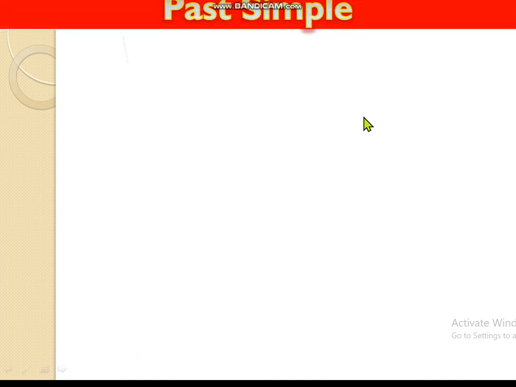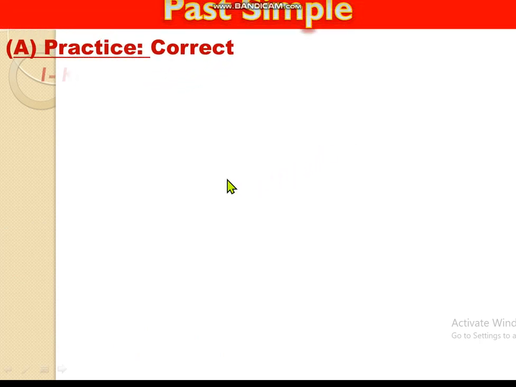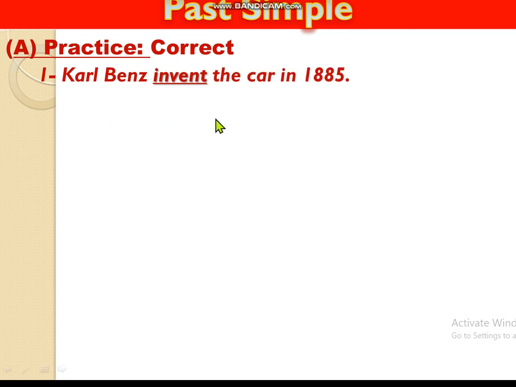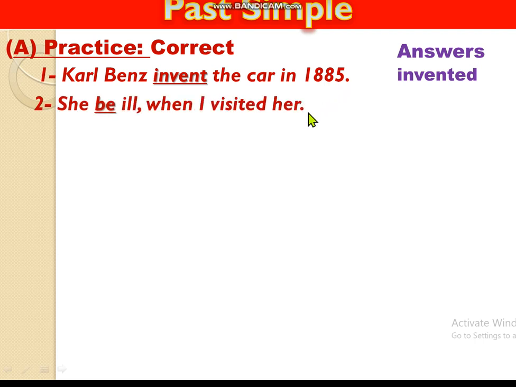Okay, some practice. Let's correct this. Carl Benz invented the car in 1885. It should be 1886 when the car was ready, but he started in 1885 anyhow. So the answer is invented. She be ill when I visited her. She was.